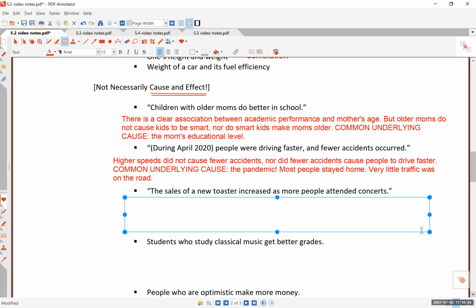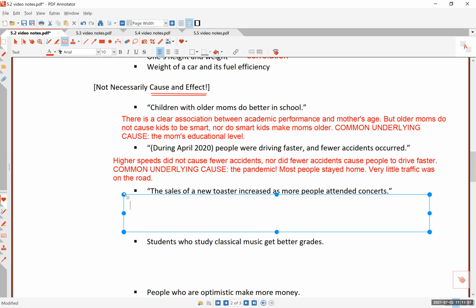So again, try to look for a common underlying cause when you see an association, tendency, pattern, or correlation. I have been using the word correlation. Maybe I should define this more clearly. Correlation occurs when two factors increase or decrease together, or as one increases, the other one decreases. So that is what we mean by a correlation. Positive correlation is when X and Y tend to increase with each other or decrease with each other. A negative correlation is as X increases, Y decreases, and vice versa.